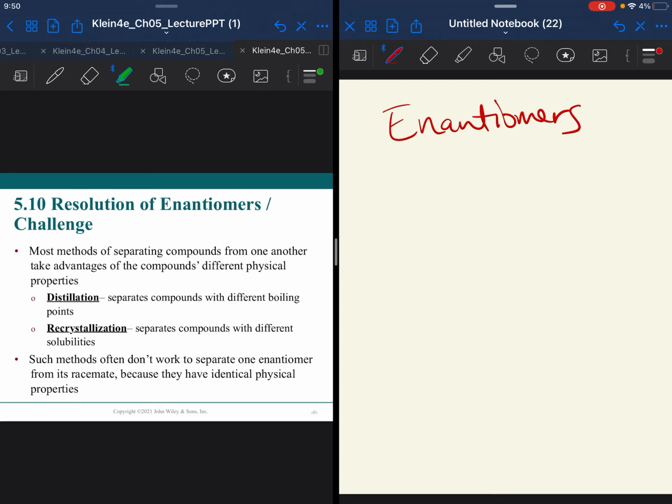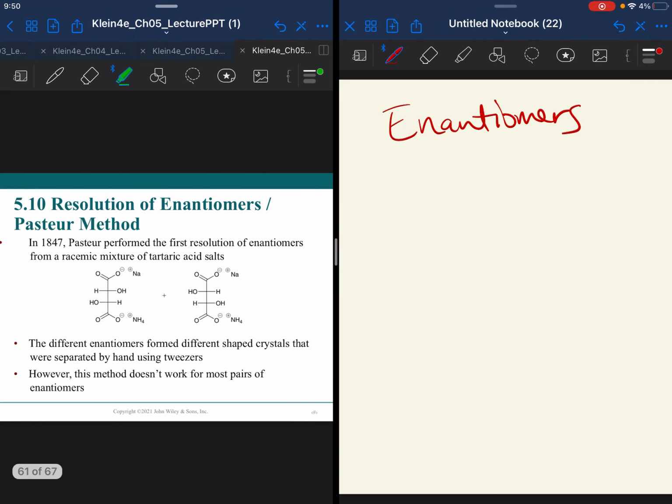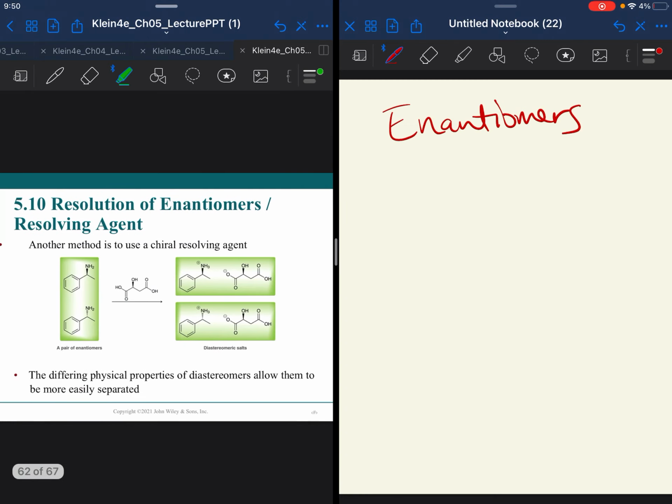Distillation would require them to have different boiling points. Recrystallization would require different solubilities. Enantiomers don't have those differences, so we can't use that. So there are 2 ways to resolve or separate enantiomers. And essentially, the Pasteur method doesn't work for most things.